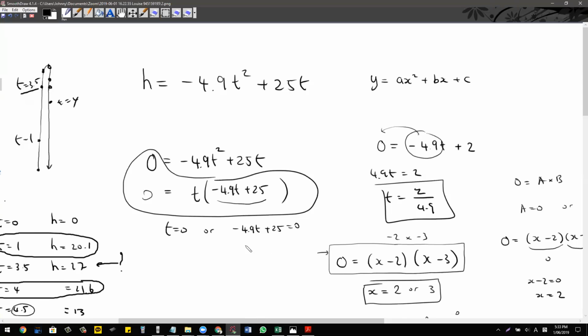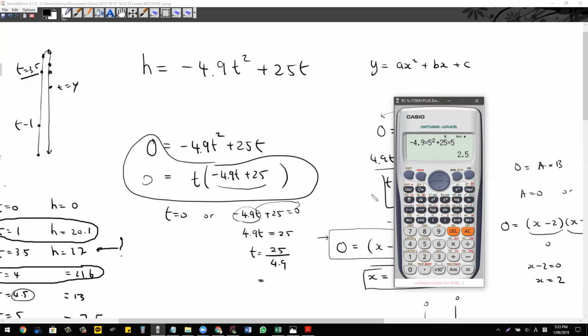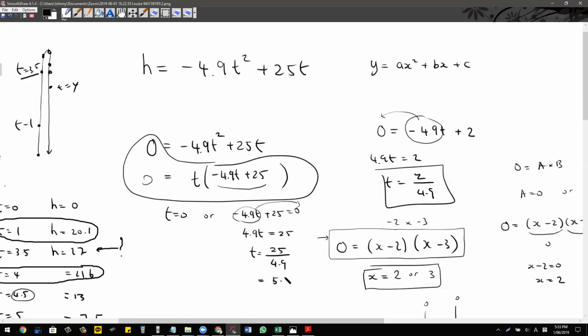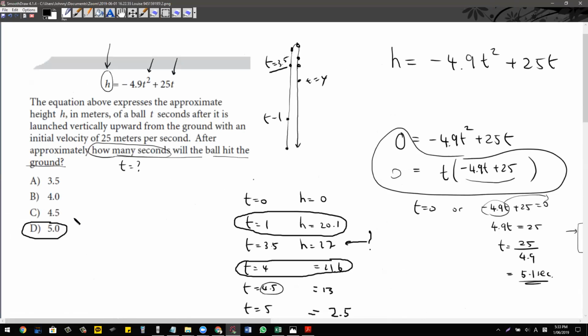So if you solve this, 4.9t, you move that over there, and 4.9t equals 25, and t equals 25 over 4.9. So you can find exactly, 25 over 4.9 is about 5.1. And that's how you solve this question. So it's very close to 5, isn't it?